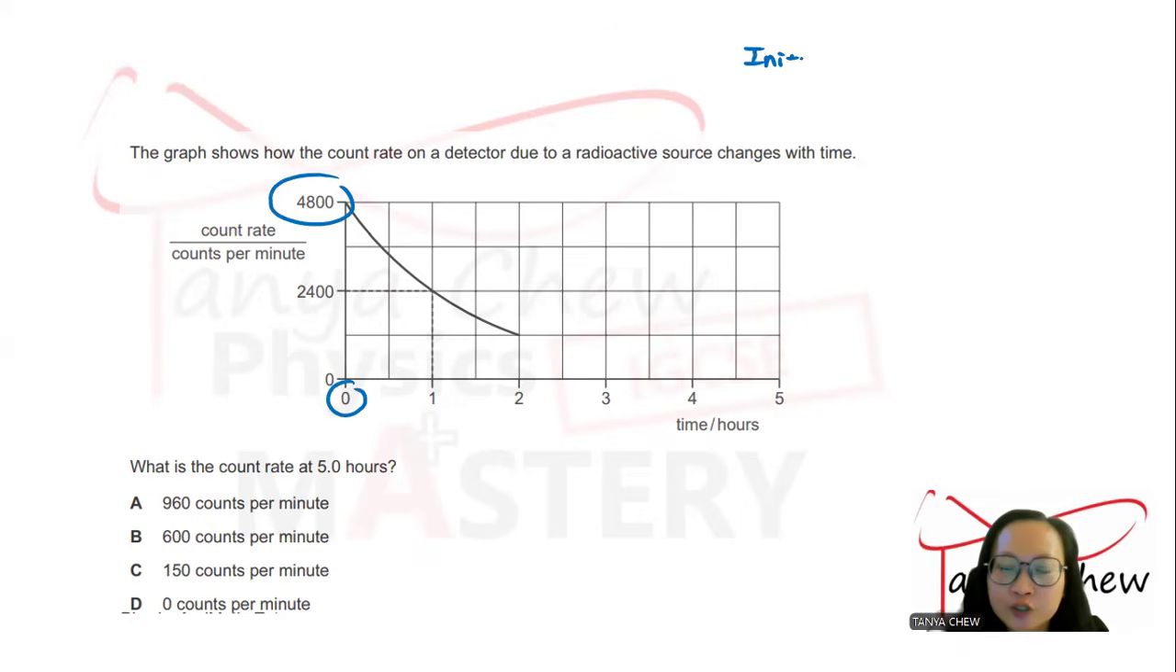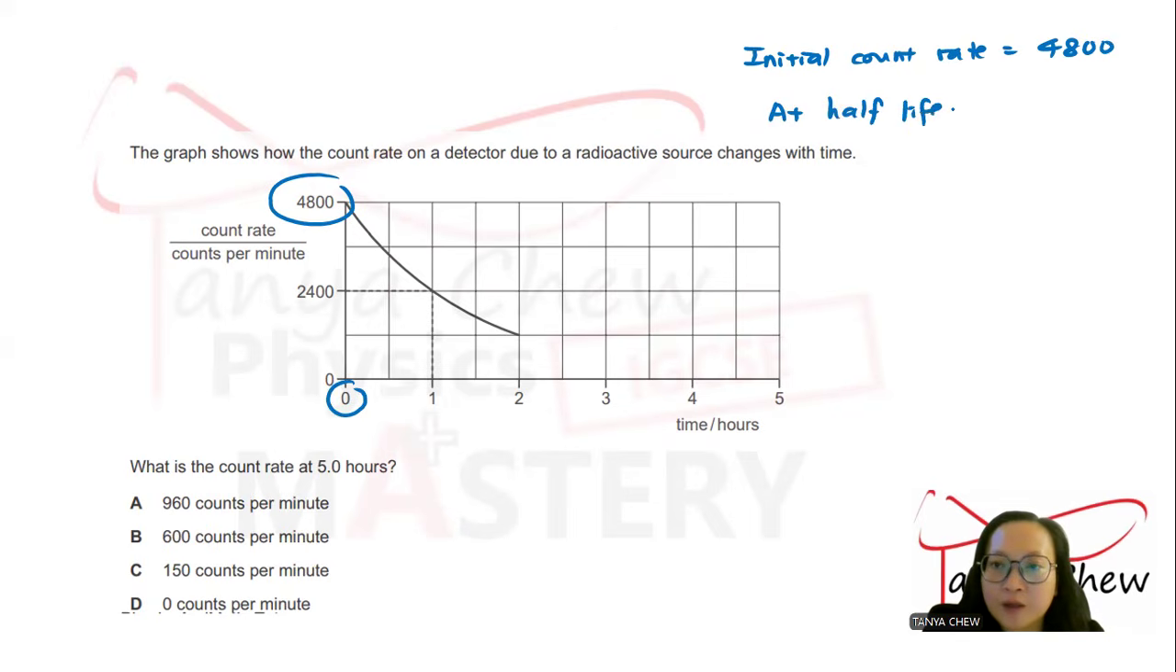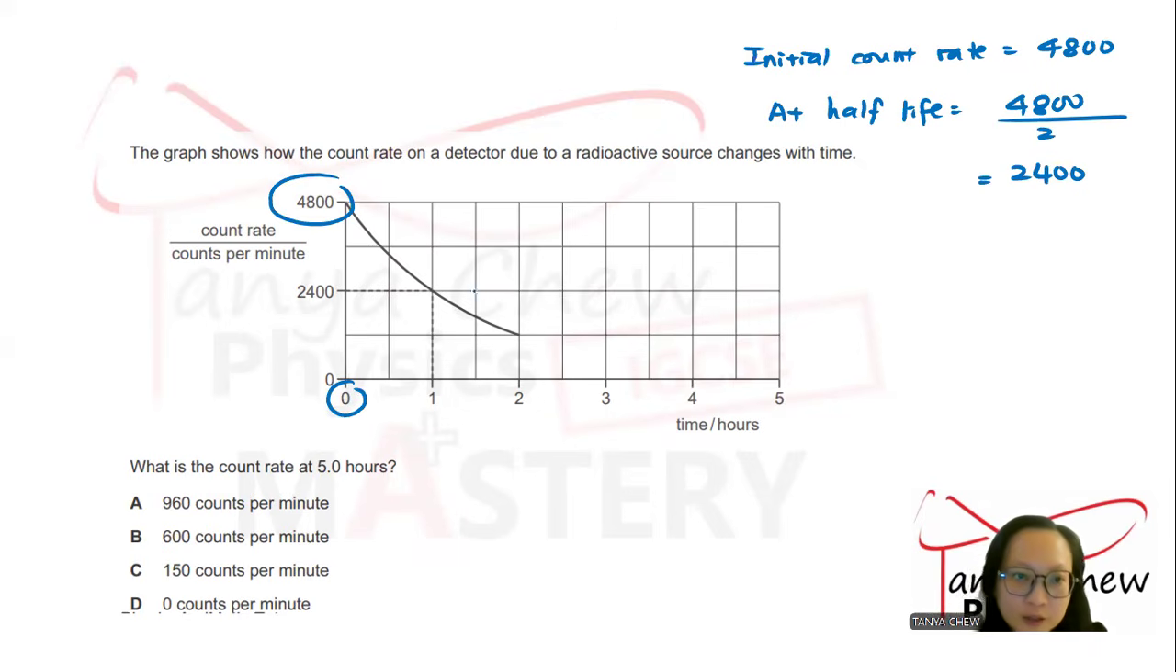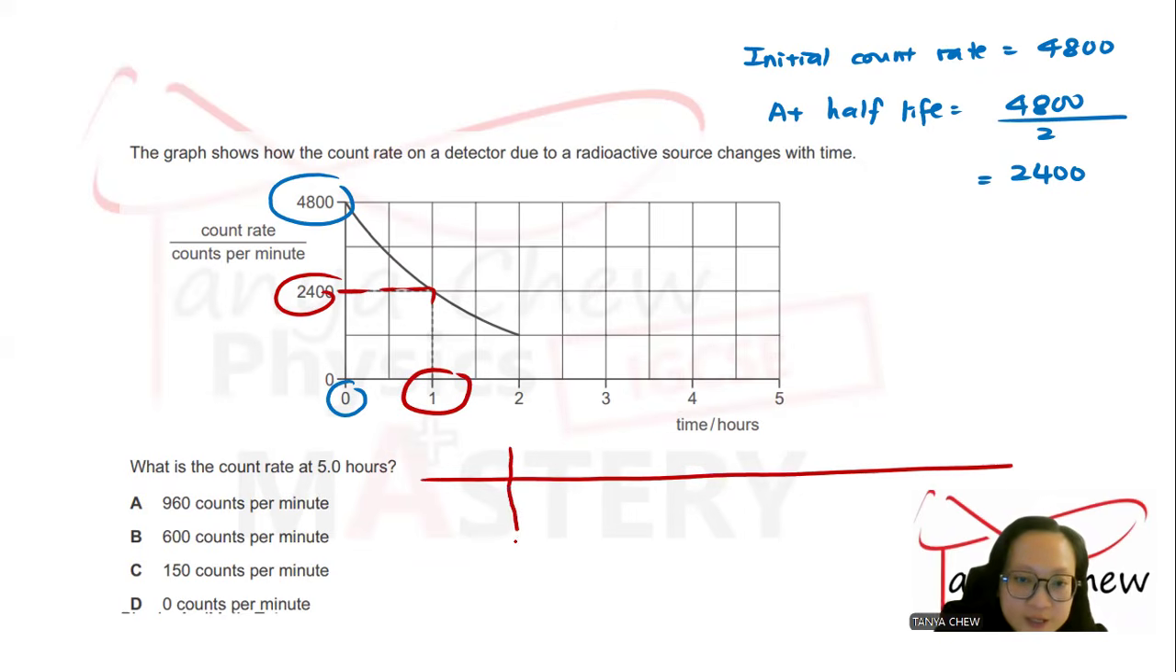So just write down the initial count rate, which is equal to 4,800 counts per minute, right? At half-life, I want to determine the half-life. At half-life, this initial count rate decreases by half, which is 2,400 counts per minute. Look at 2,400, get the time. This is actually the half-life. Once I determine the half-life, things are getting easier.